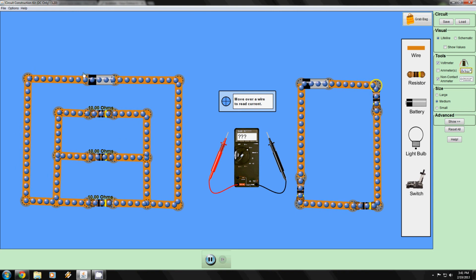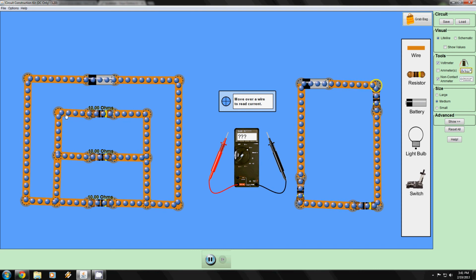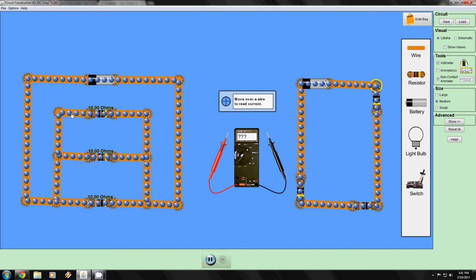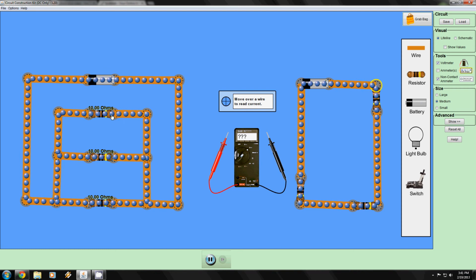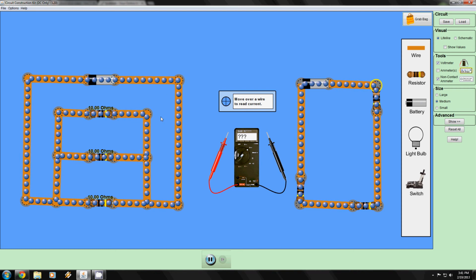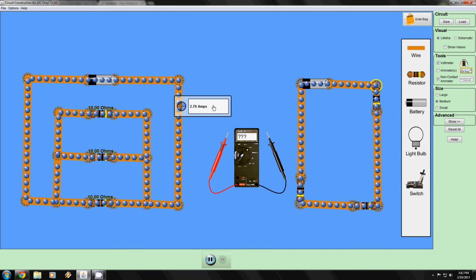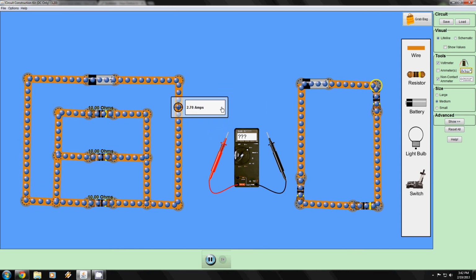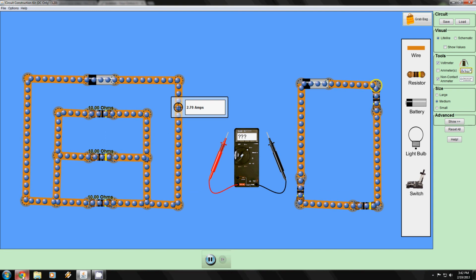On the left here, let's say we wanted to calculate the current running through this wire. Now, notice how the electrons are moving much slower here than they are out here, so it's likely that this current is going to be slower. So first, we need a couple of things. We need the total current, which is 2.70 amps, and we need the resistance, which is 10 ohms.